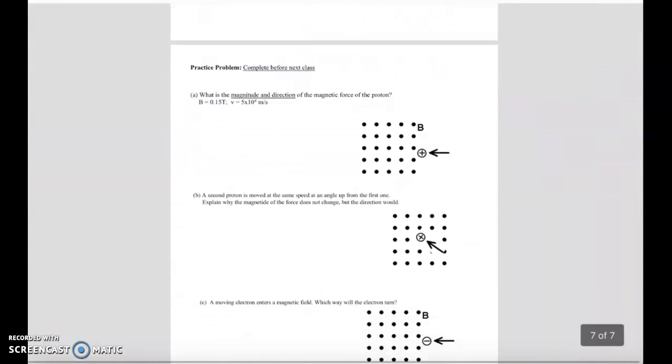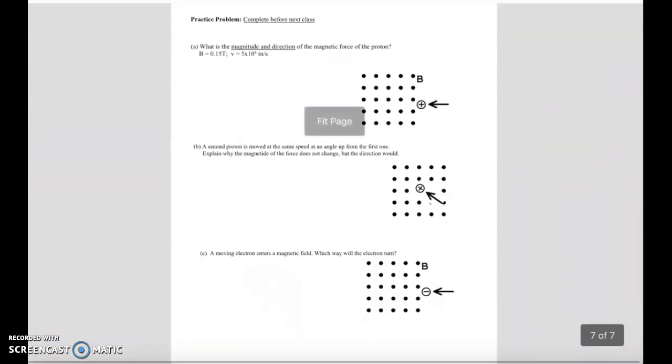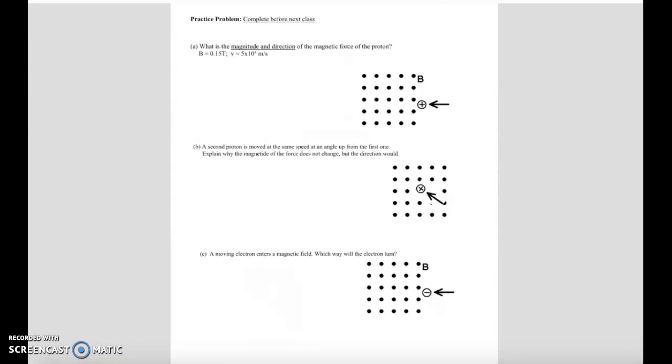Okay, so I'm going to leave you with a practice problem. You should do this practice problem before next class, and we're going to start class by checking your answers.